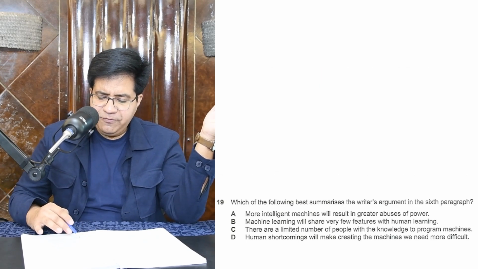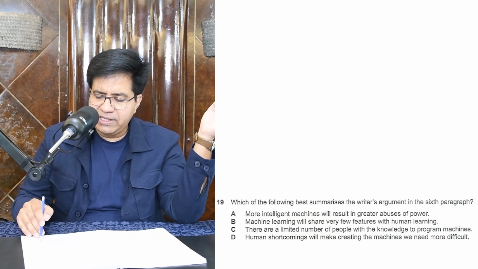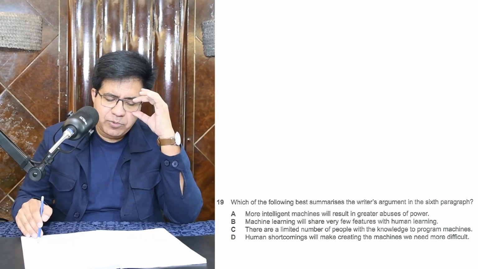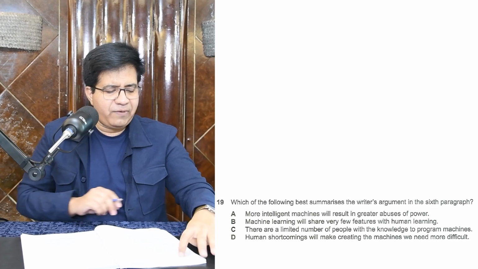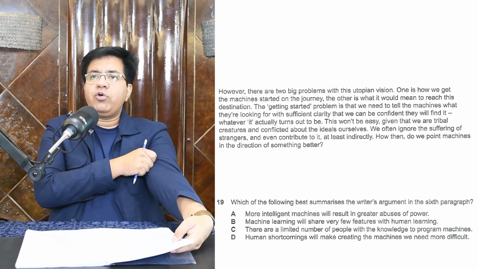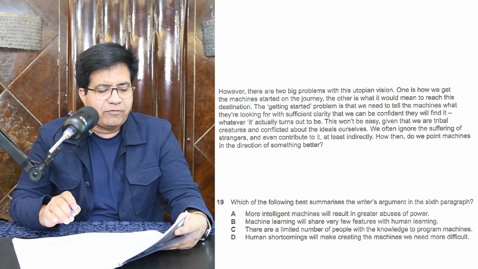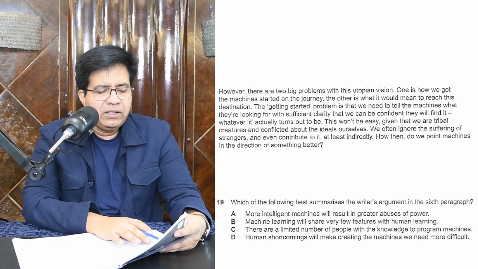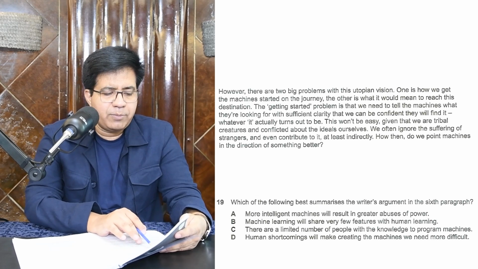Question number 19, which of the following best summarizes the writer's argument in the sixth paragraph? Now we come to the sixth paragraph. And we see 1, 2, 3, 4, 5, and 6th. So again, we are going to look for the summary of the paragraph, and this usually comes at the end of the paragraph. They start, however, there are two big problems with this utopian vision. So they discuss the problems.